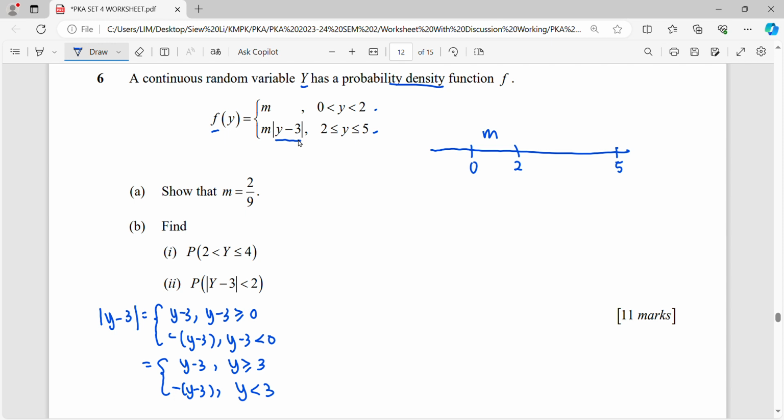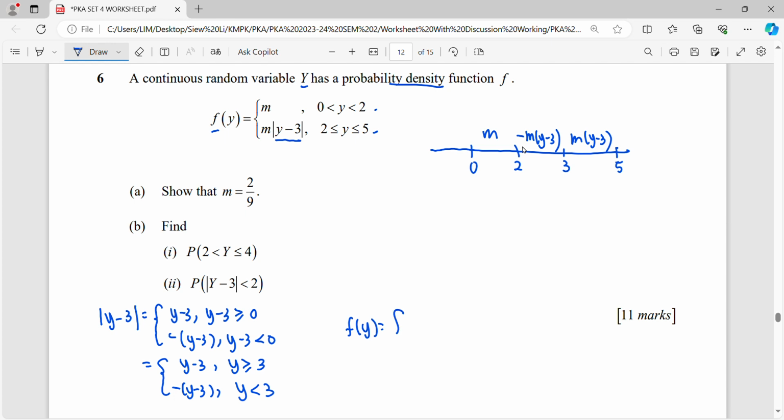So therefore, for this modulus function, when y is more than 3, meaning 3 to 5, we use y minus 3, positive 1. If y is less than 3, we use a negative 1, so negative m times y minus 3. So therefore, simplify your function.